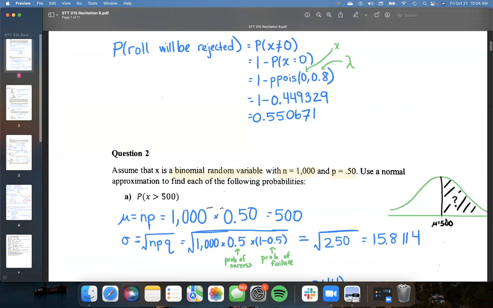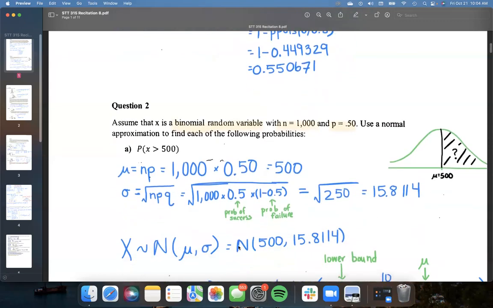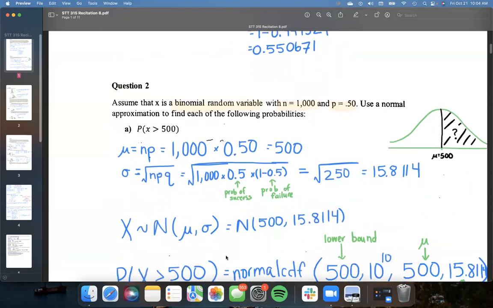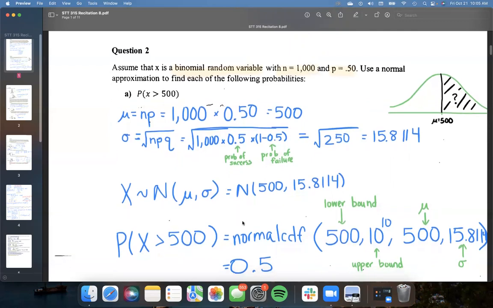So here then you can draw your density. We're interested in the probability that x is greater than 500, and it just so happens the mean is 500 as well. So we're interested in the area under the curve from 500 onward, towards infinity. When you put that into your calculator, oh, this should be binomial, not normal. Sorry, that was my fault. Oh, no, sorry, it is normal because we're doing normal approximation. Okay, my bad.